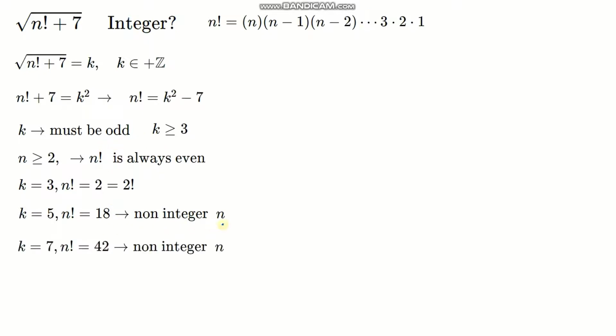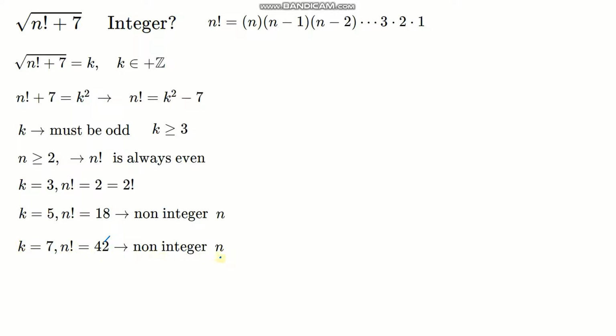When k equals 7, we have 7 squared is 49 minus 7, we have 42, and 42 also cannot be represented by n factorial form, because 4 factorial is 24 and 5 factorial is 120. Okay, we stop at k equals 7.